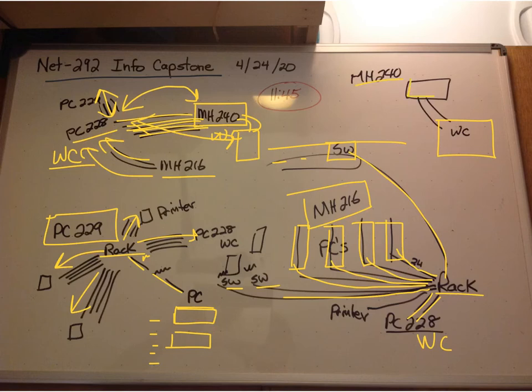MH240, we got that rack with all the servers. There's a couple connections that go into this wiring closet. And that wiring closet then feeds the other wiring closet, which then feeds some different classrooms. It made sense when they first designed it, maybe not so much now.